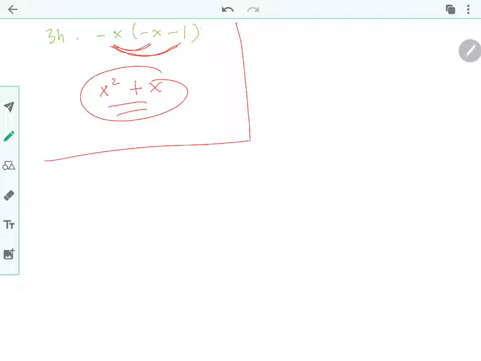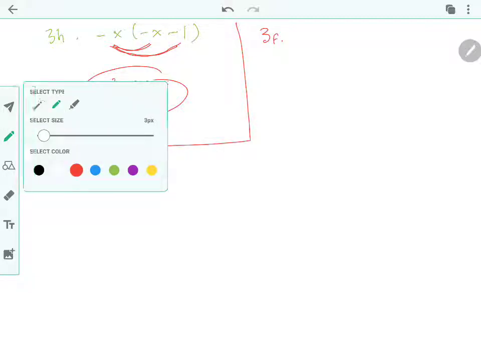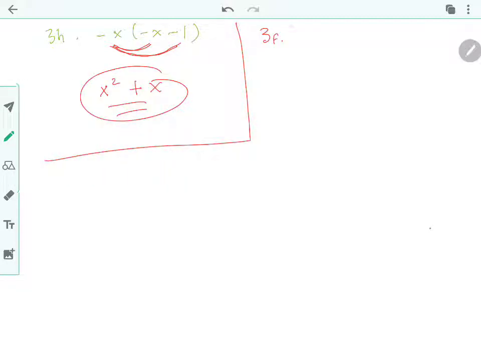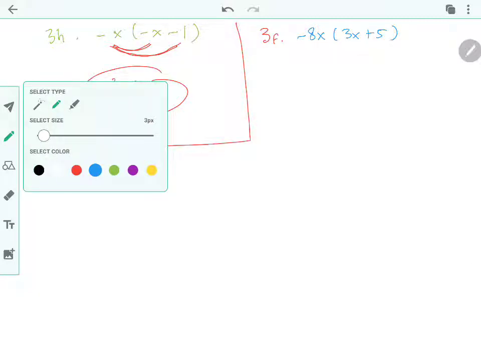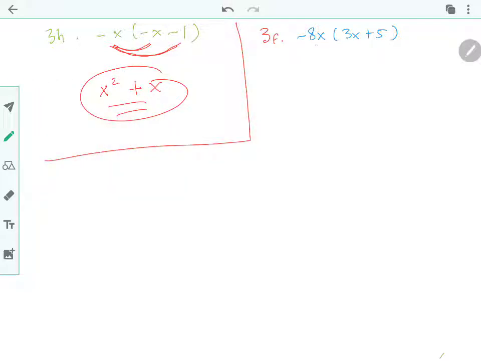Okay, so let's do number 3f. Use another color here. So negative 8x, and then the bracket times 3x plus 5. Okay, so again, don't forget to do the rainbow thingy.